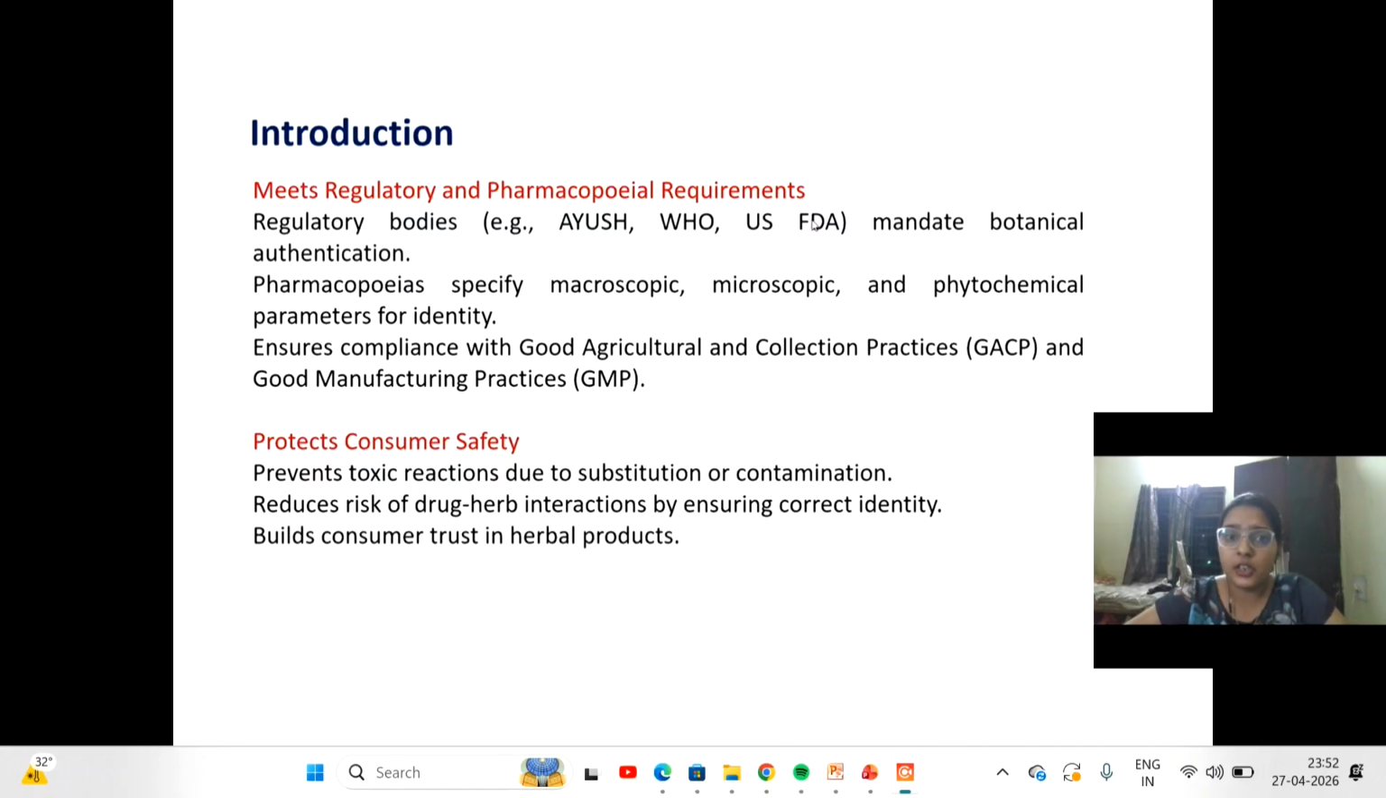It protects consumer safety, which prevents toxic reactions due to substitution or contamination, and reduces the risk of herb-drug interaction by ensuring correct identity. It builds consumer trust in herbal products. So basically, identification and authentication is very important for the identity of a herbal drug, as it is going to go for patient or human use. So it should be safe, non-toxic, and of real quality product.